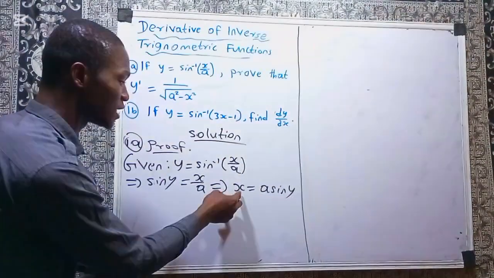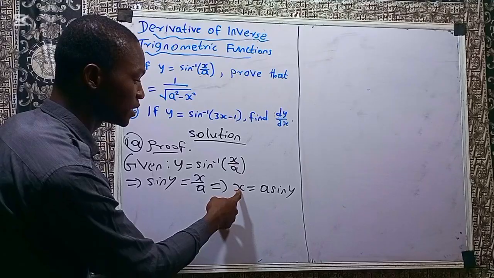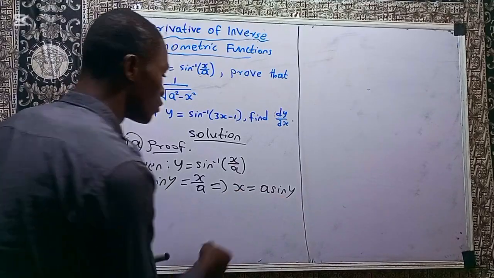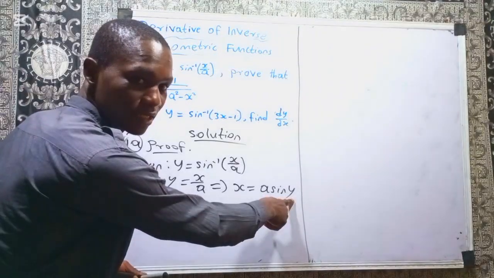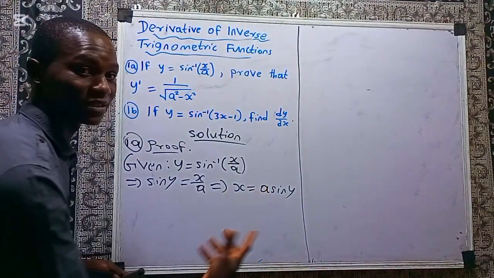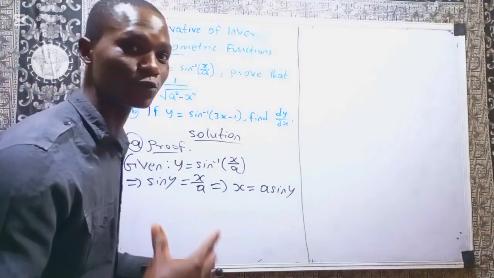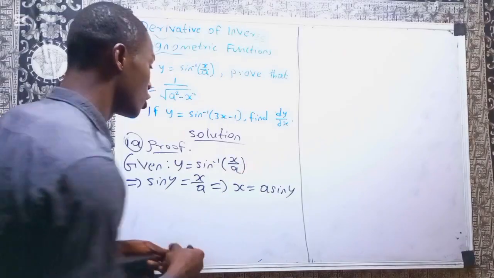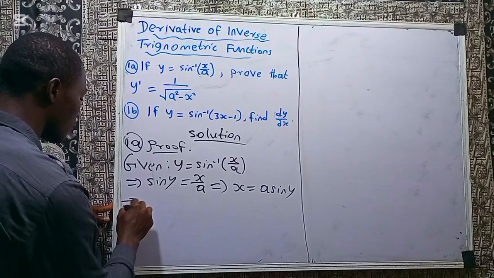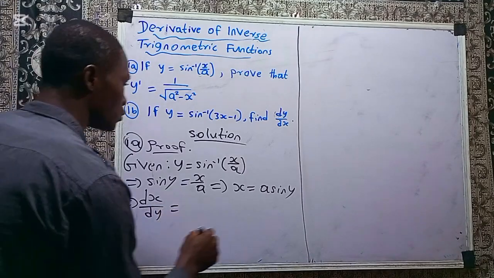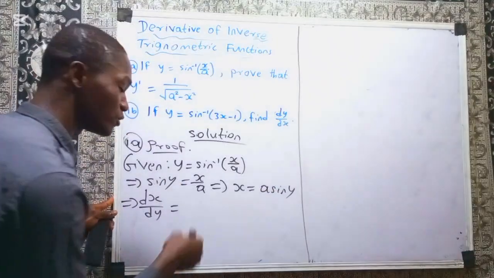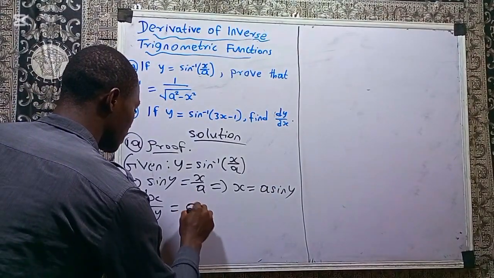So in this equation we are saying that x depends on y. So we are going to be performing the derivative of x with respect to y, because right now y is the independent variable. You normally differentiate with respect to the independent variable. So now this implies that dx/dy will be equal to, if you differentiate sine, you get positive cosine.